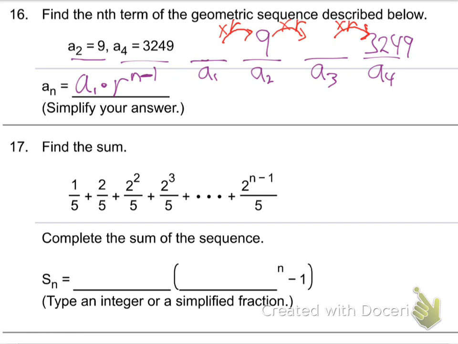I don't think that would work either. Any ideas? I was thinking you could plug in A4. How do we get from the second term to the fourth term?